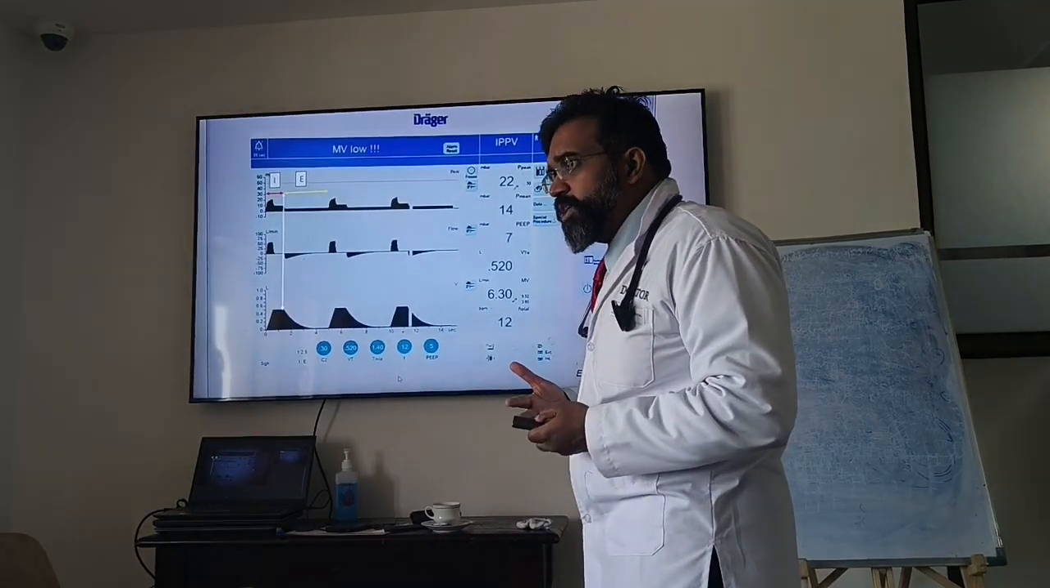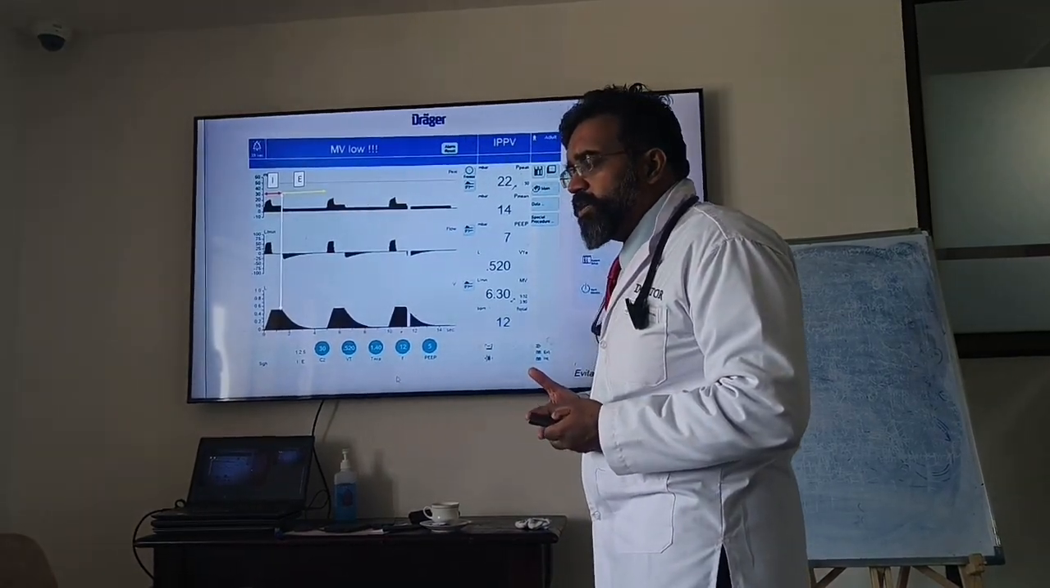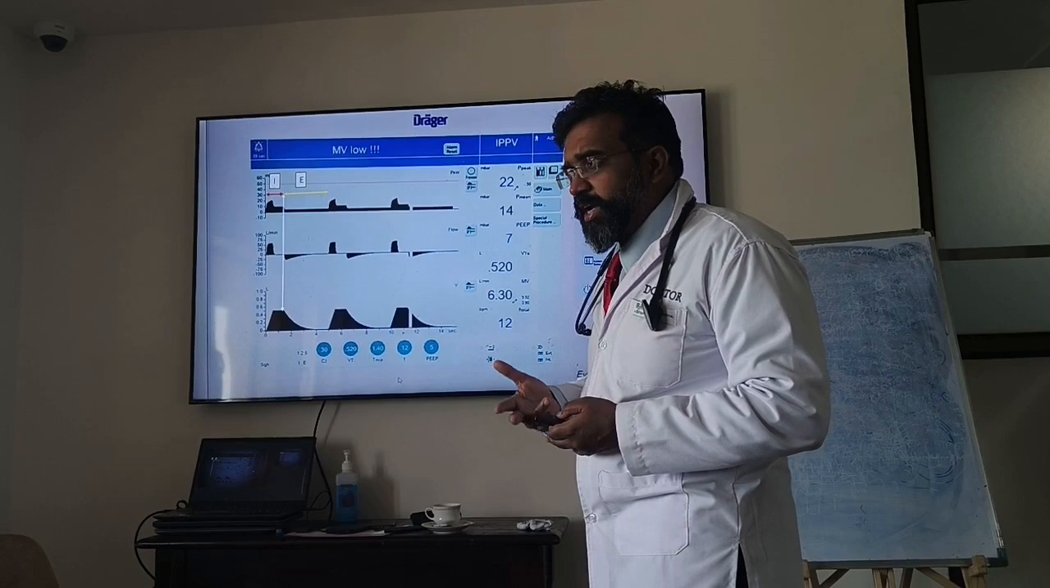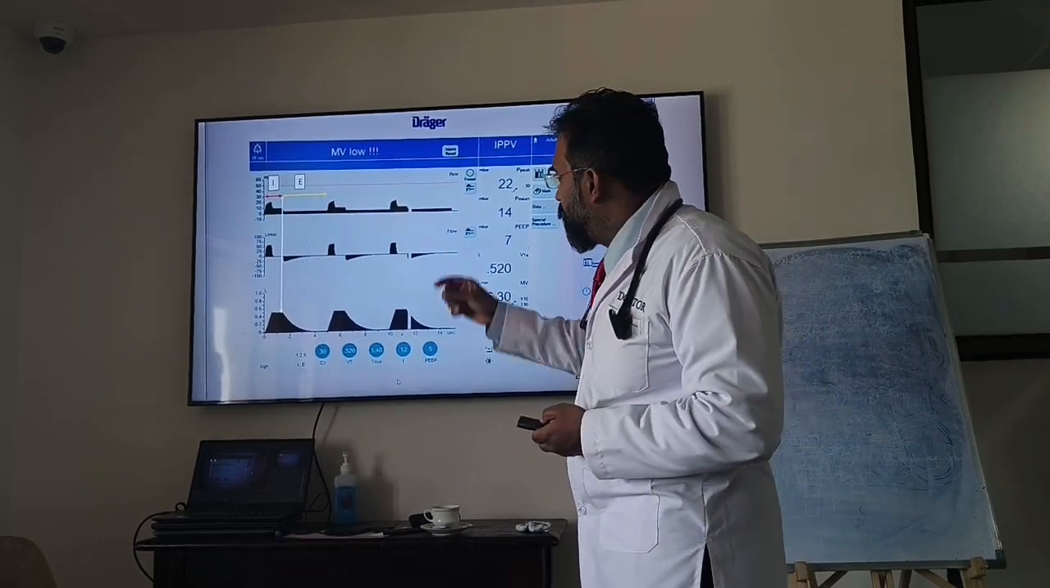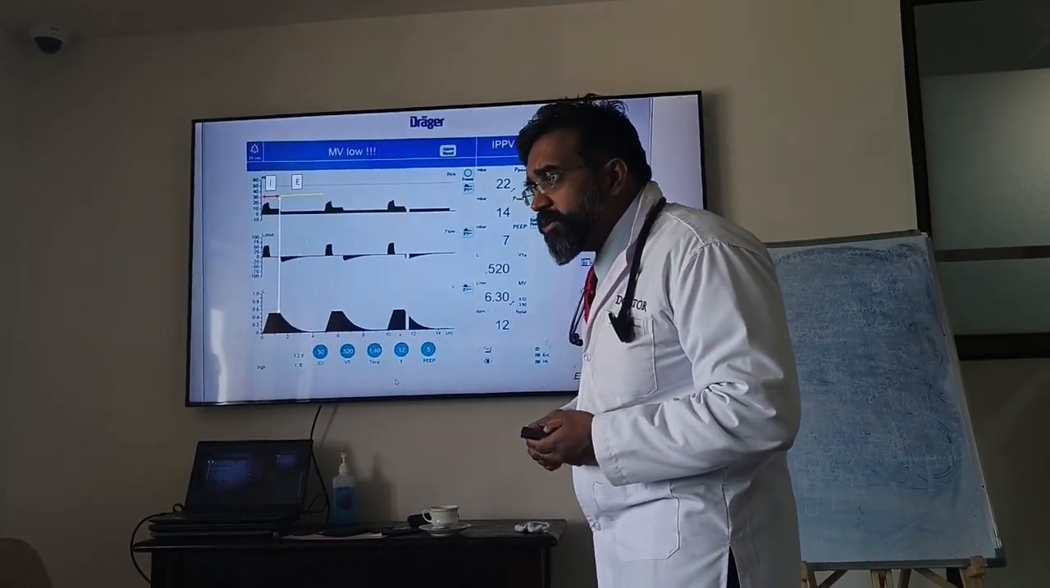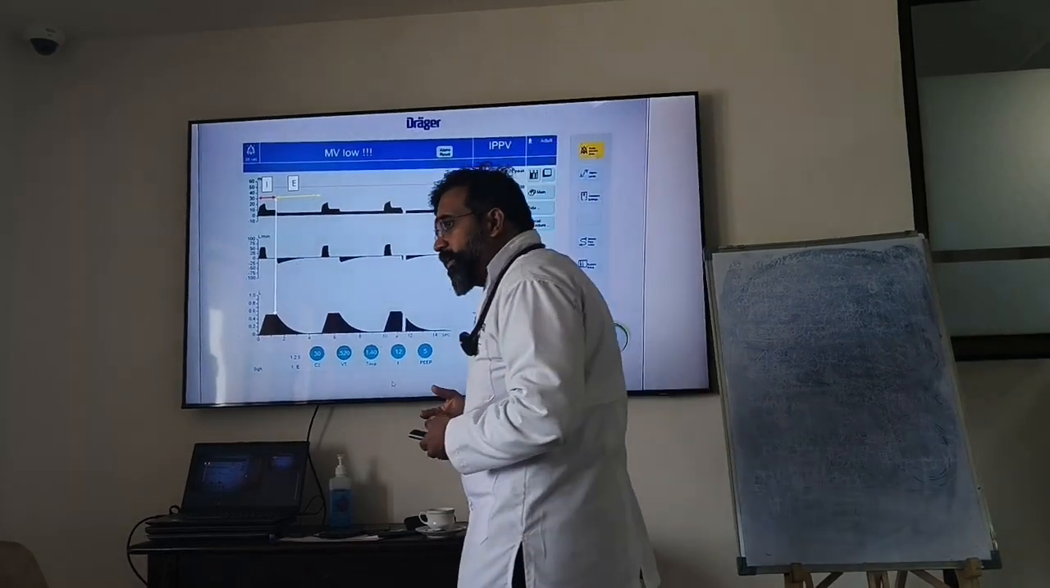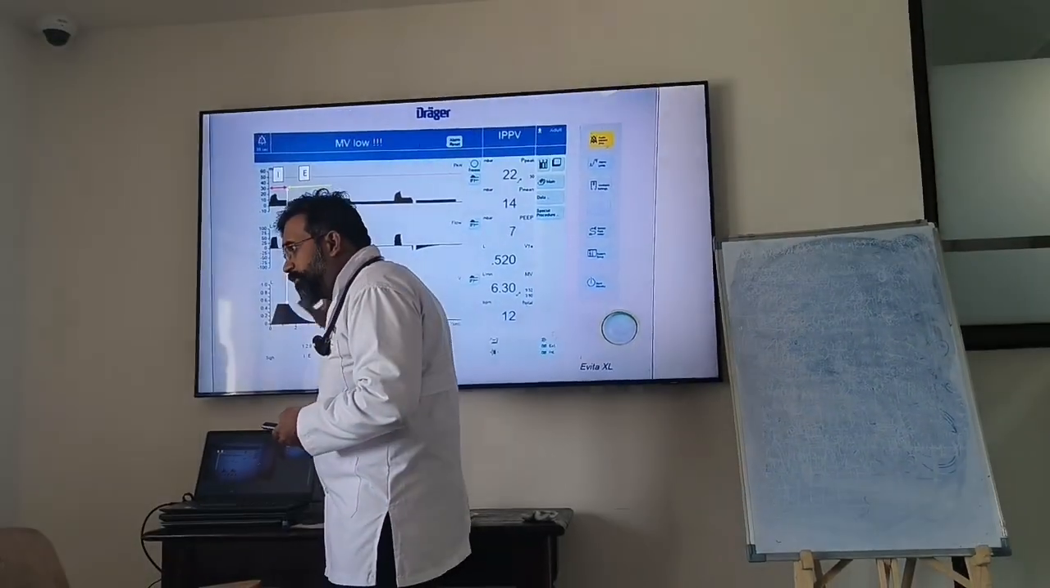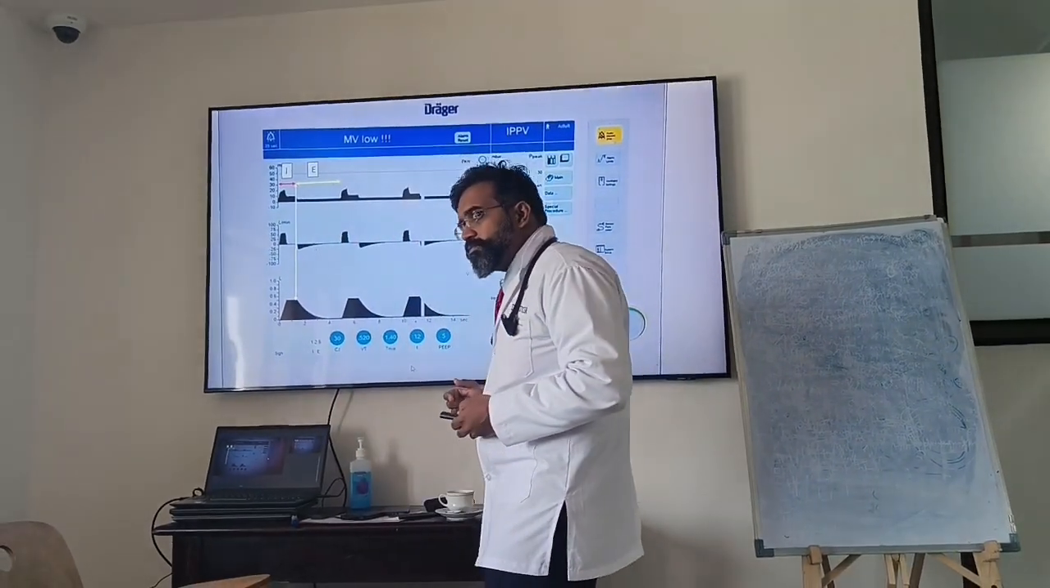If I now want to see my plateau on a continuous basis, I require a 2 second pause for that. I will put an inspiratory pause. But what will happen if I put an inspiratory pause? What pressures are going to change here?